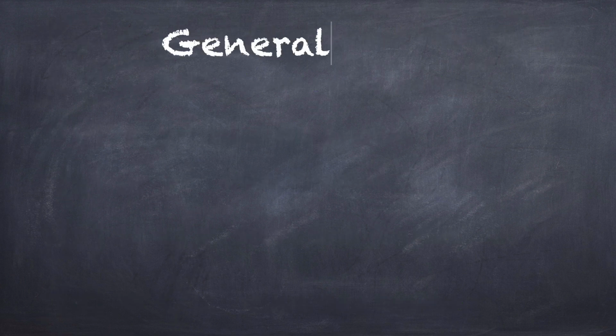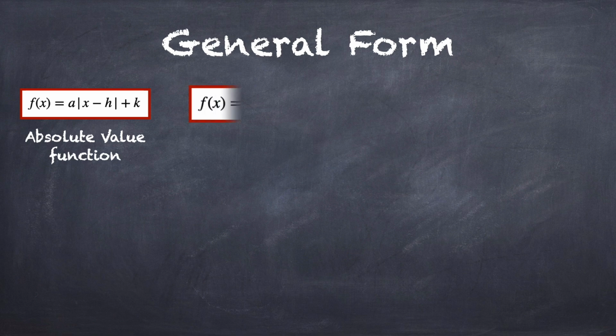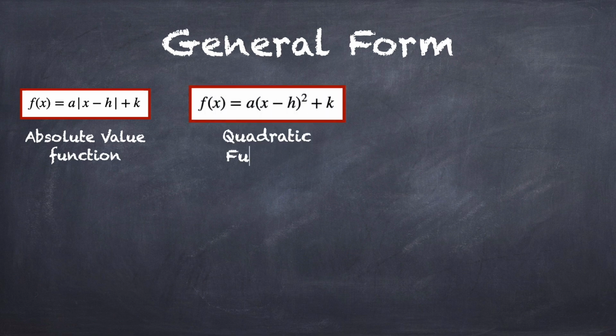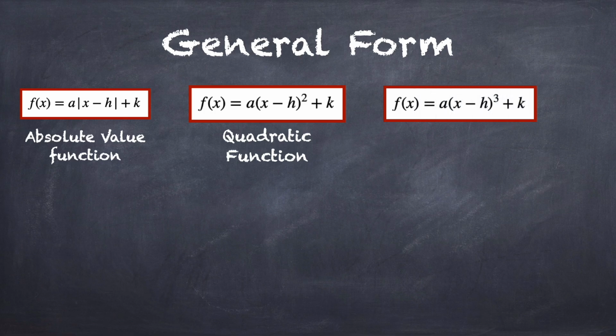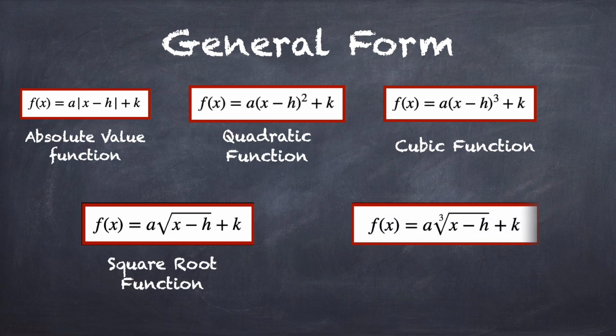We also talk about general form. This is the general form for our absolute value. We also have the general form for our quadratic function, and we have the general form for our cubic function, as well as the general form for our square root function and our cubed root function. So if you'll notice in all of these, we have an A, an H, and a K in every one of those general forms. You need to be familiar. You have to be familiar. So you need to make sure that your general form is copied down into your notes.